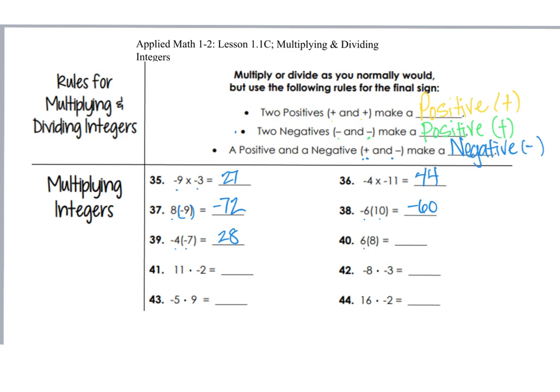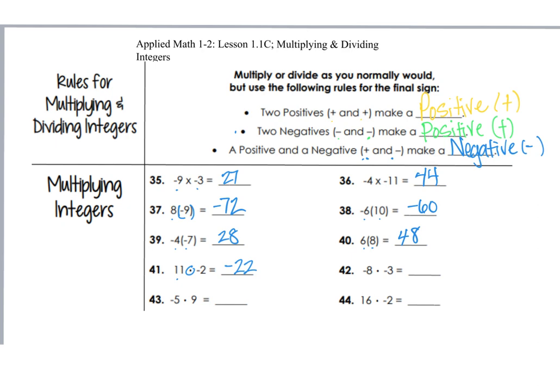Number 40, we have 6 times 8. A positive times a positive stays a positive answer, 48. Another way in algebra that we show multiplication is by a times dot. We don't like to use x's as much. You'll see more dots and parentheses used as you work up in algebra. 11 times negative 2 makes a positive times a negative, which gives us a negative 22 answer.